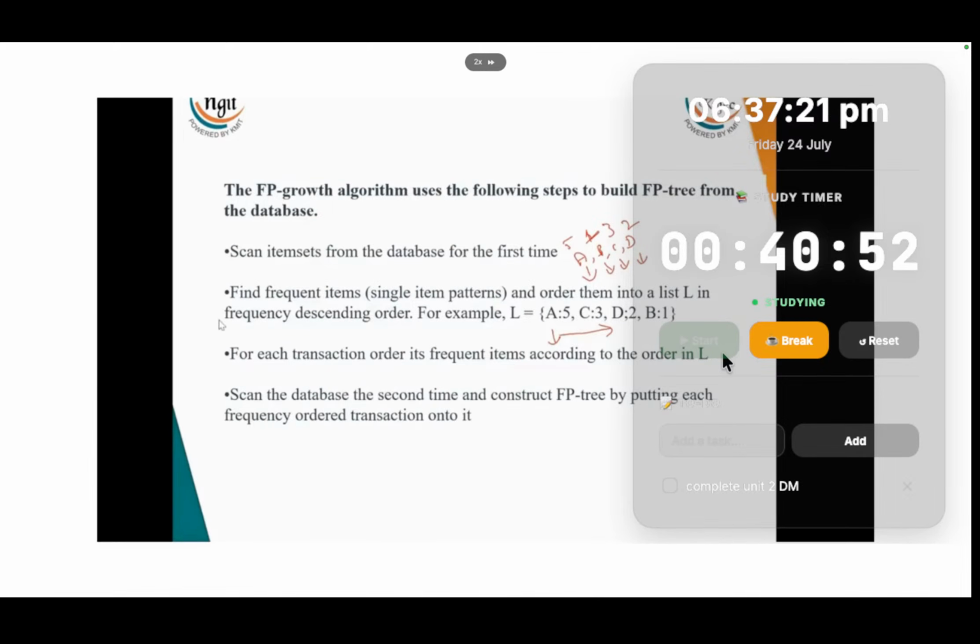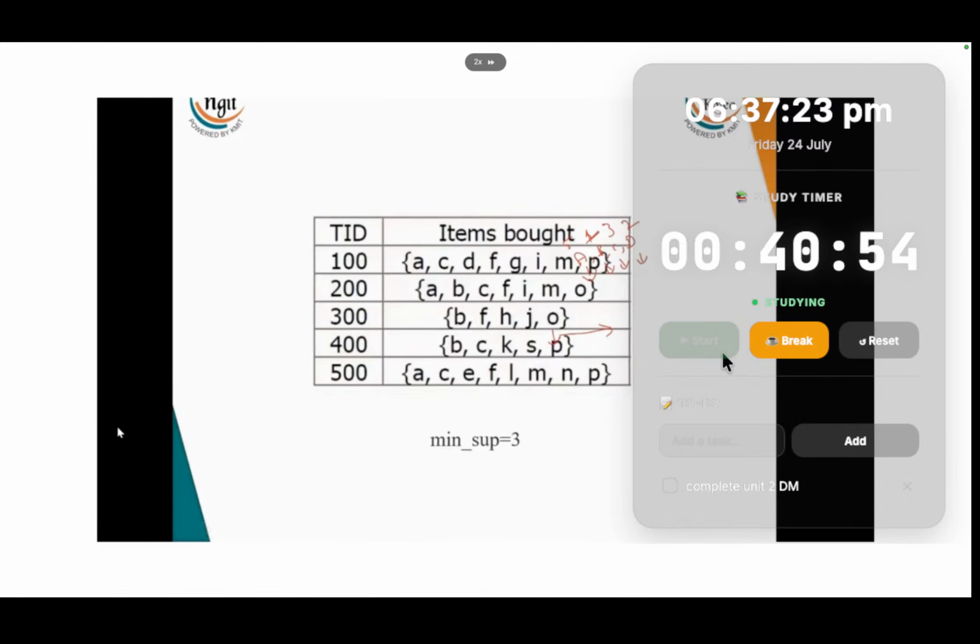Now let us understand this with an example. Here you can see an example which consists of transaction ID and also the items that are there in this transaction. So here TID refers to all the transactions and here items refers to the items that are there in the transaction. So initially what we need to do, we have to scan the whole database. And here the minimum support count is given as 3.